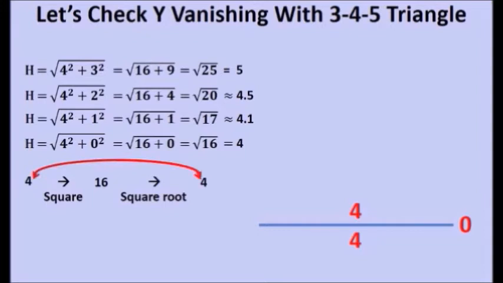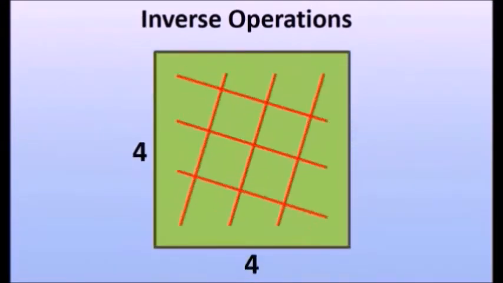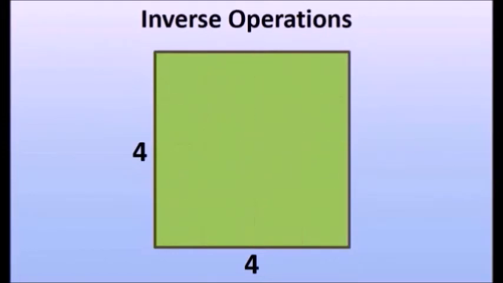Why does that happen? This happens because squaring and square rooting are inverse operations. One undoes the other. Think of 4 as the length of a square. When we square 4, we get an area of 16. Then, when we take the square root, we ask, what length gives us an area of 16? And guess what? It's just the length of 4 that we started with.